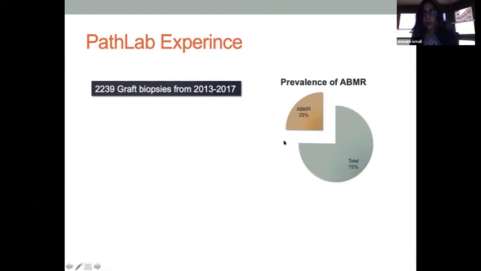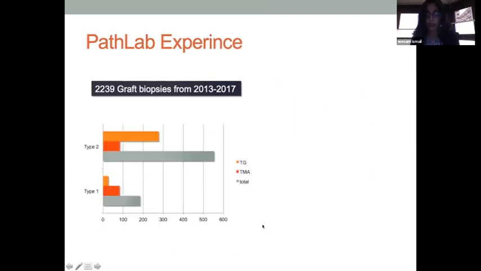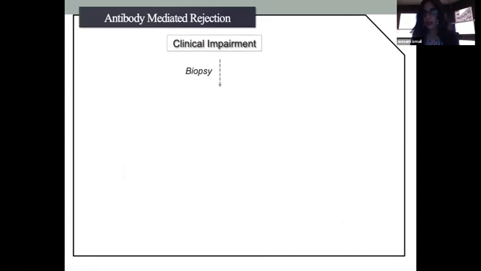As you can see, we have a 25% prevalence of antibody-mediated rejection. This is just to show you the prevalence of the rejection types, and as you can see, the majority is actually type 2. So our patients reject much more by type 2 antibody-mediated rejection than by type 1, which, as I said, is mainly related to non-compliance. And as you can see, type 2 rejection was also highly associated with T-cell mediated rejection. So the presence of DSA and the non-compliance of patients will make patients reject with antibody-mediated rejection as well as T-cell mediated rejection.